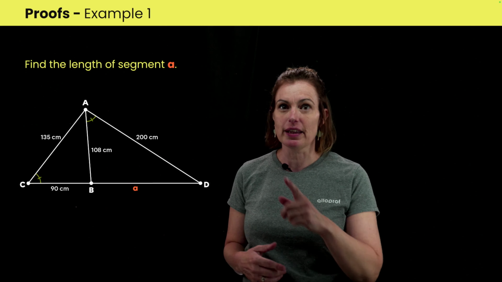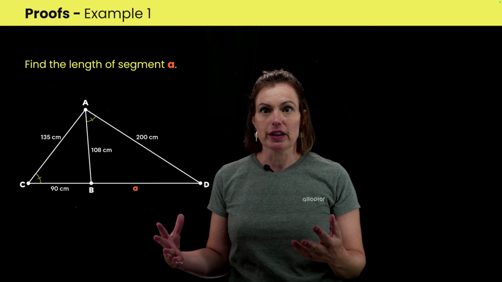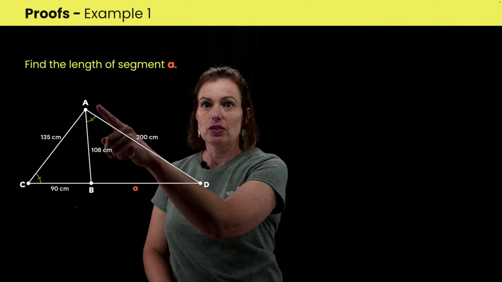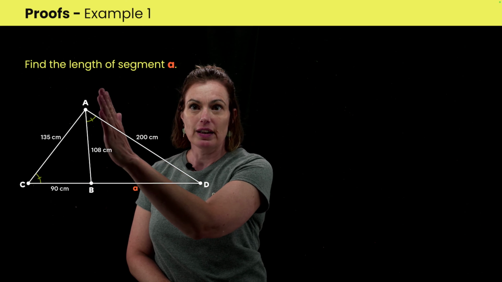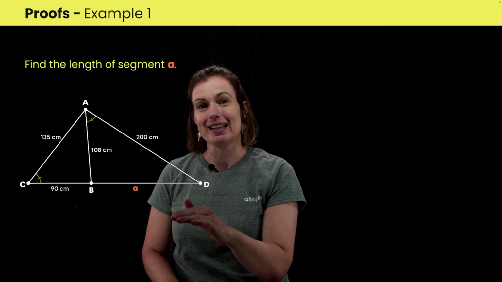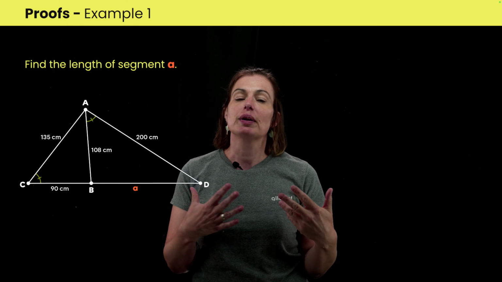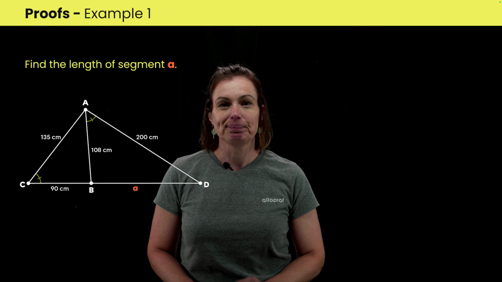All right, let's look at our first example. We need to find the length of the segment A, which is right down here. When we first look at this, you might assume that triangle ACD is a right triangle and that AB is perpendicular to the side CD. If that were the case, it would make our life a lot easier. We could use something like the proportional mean theorem to find our segment A.